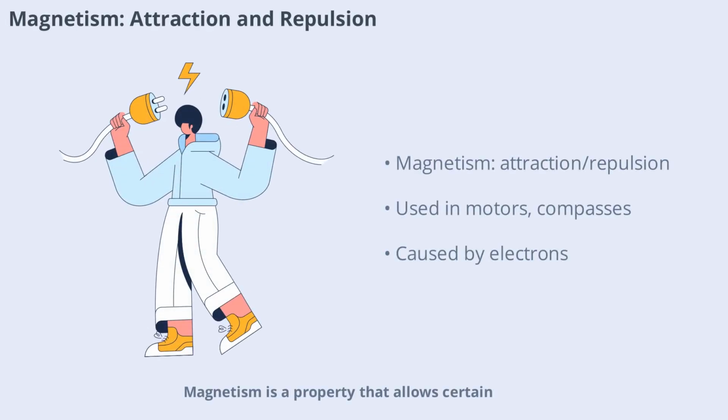Magnetism is a property that allows certain materials to attract or repel each other. Magnets are made from materials like iron, nickel, or cobalt. This property is used in everything from compasses to electric motors. Magnetism is caused by the movement of electrons within atoms, creating magnetic fields. Understanding magnetism helps us harness energy, navigate, and develop new technologies.